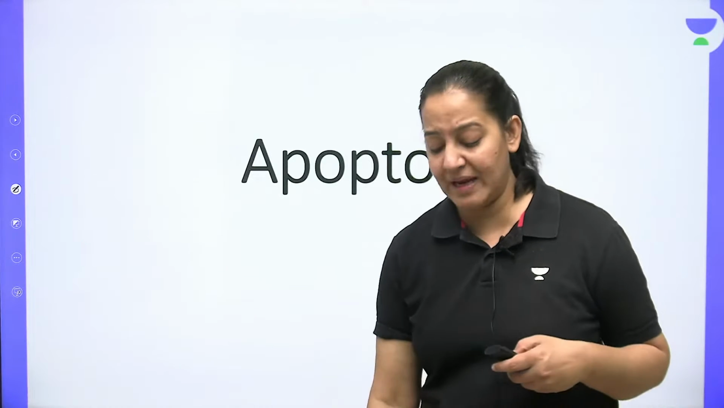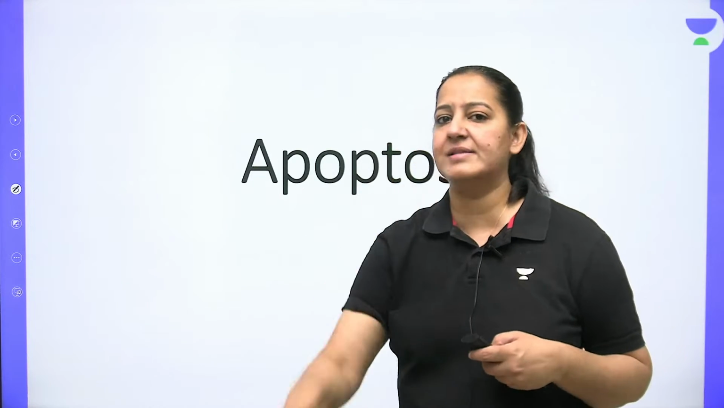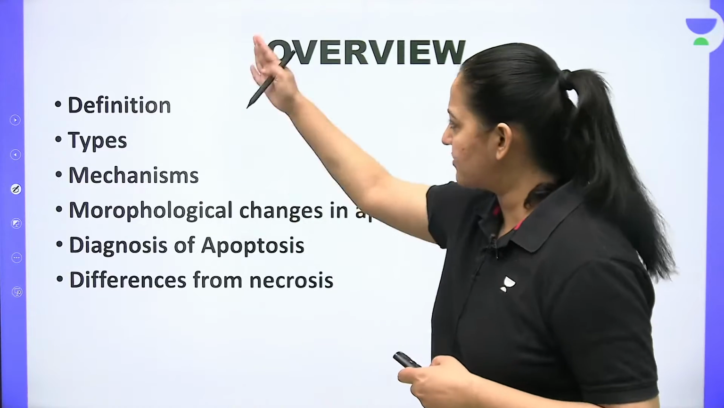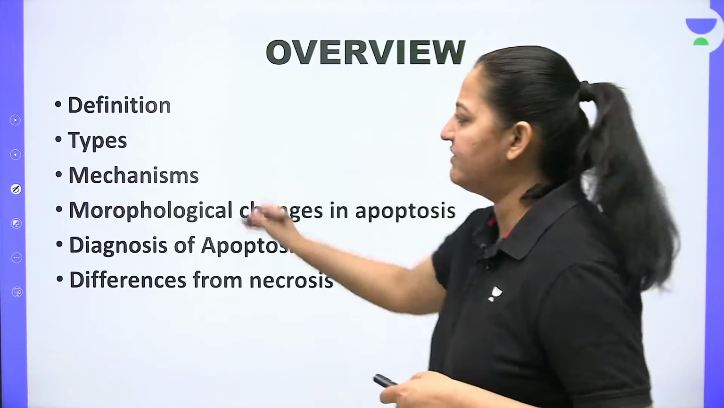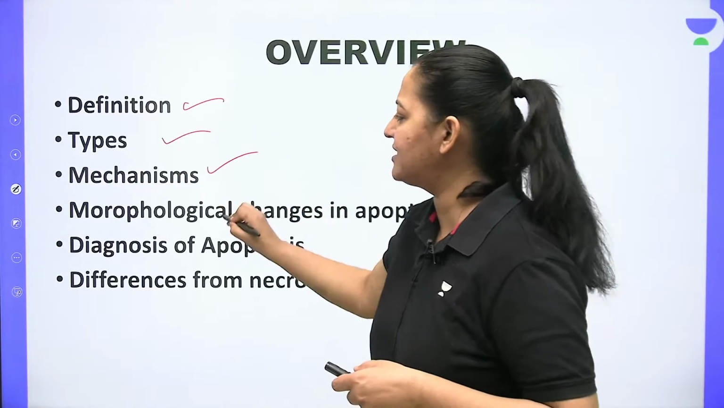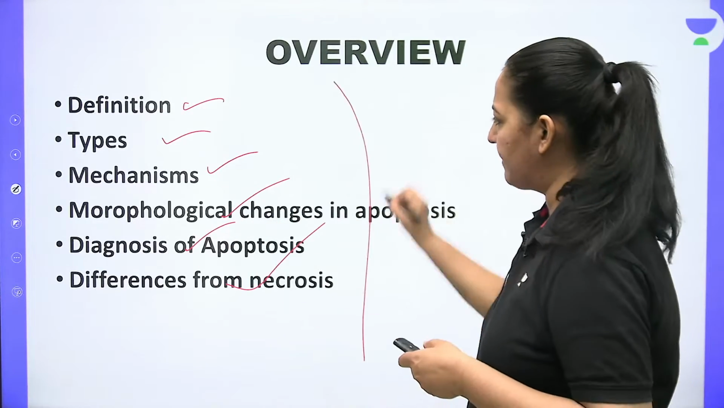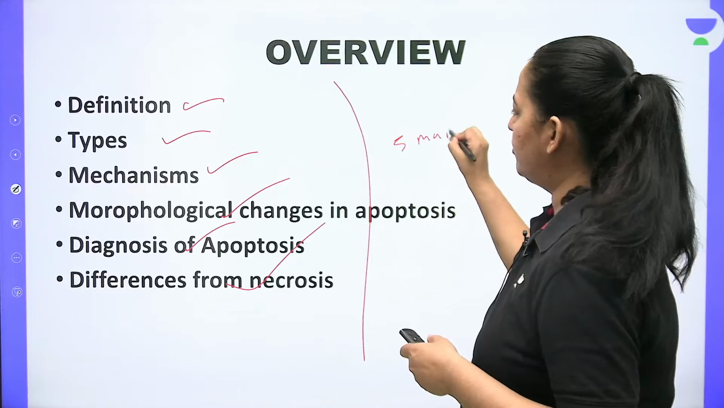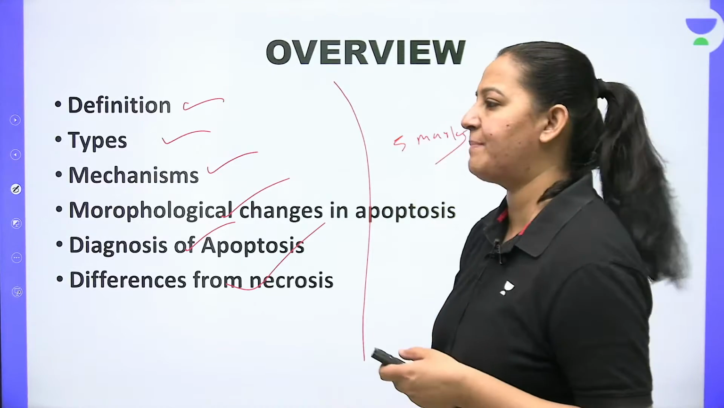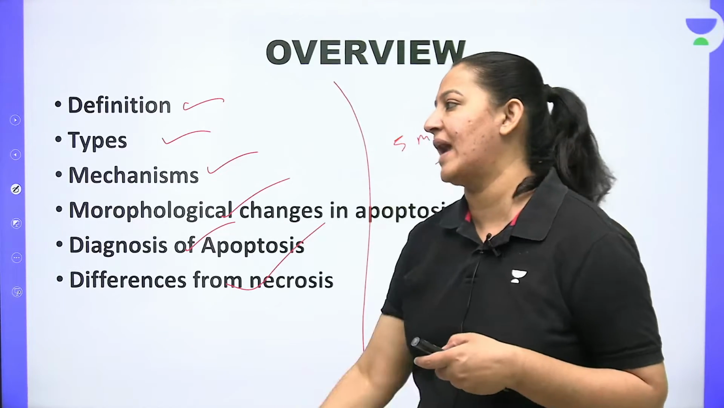Apoptosis, if you want me to say in 1 line, in 1 word, it is cell suicide. So I will discuss apoptosis in these headings. First, I will tell you the definition, then types, then mechanism, then morphology, diagnosis, differences from necrosis. In your exam also, if it is coming for 5 marks, I'm expecting you to write in these headings only. Don't write paragraphs. Divide the apoptosis into following headings.